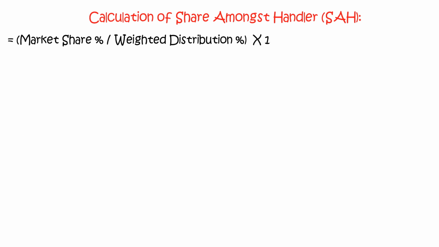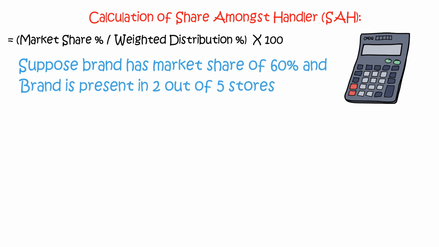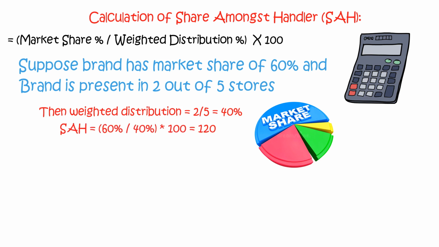So, the calculation of share amongst handlers is market share percent divided by weighted distribution percent, into 100. Suppose a brand has a market share of 60% and the brand is present in 2 out of 5 stores. Then weighted distribution is equal to 2 by 5, which is equal to 40%. For a detailed explanation of this, refer to our weighted distribution session. Thus, share amongst handlers is equal to 60% by 40% into 100, which is equal to 120.